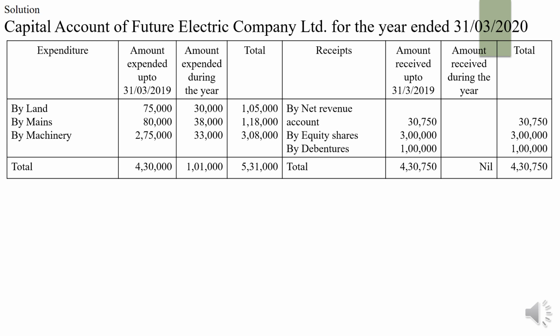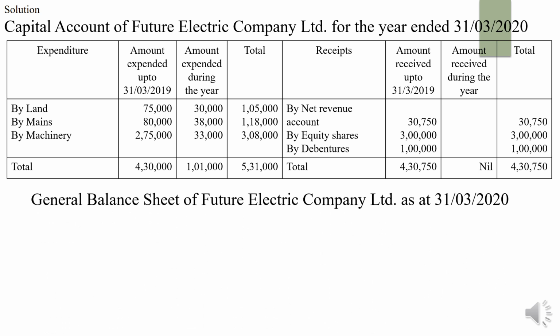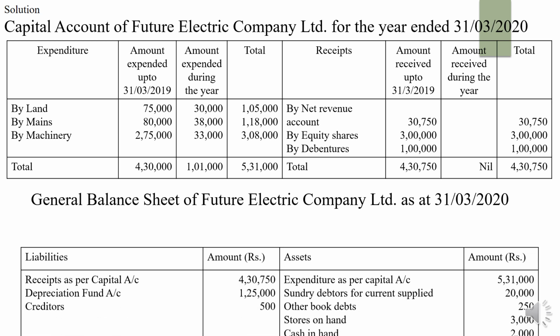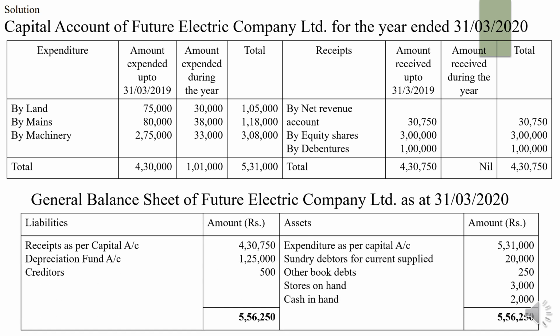Now let us move on to the balance sheet. So general balance sheet of Future Electric Company Limited as at 31st/3/2020. Okay, so now the first item is receipts as per capital account. Look at the liability side here. Receipts as per capital account, look at this total 4,30,750. I have written it here. It should go to the liability side. Similarly, the total expenditure 5,31,000 should go to the asset side as 5,31,000.